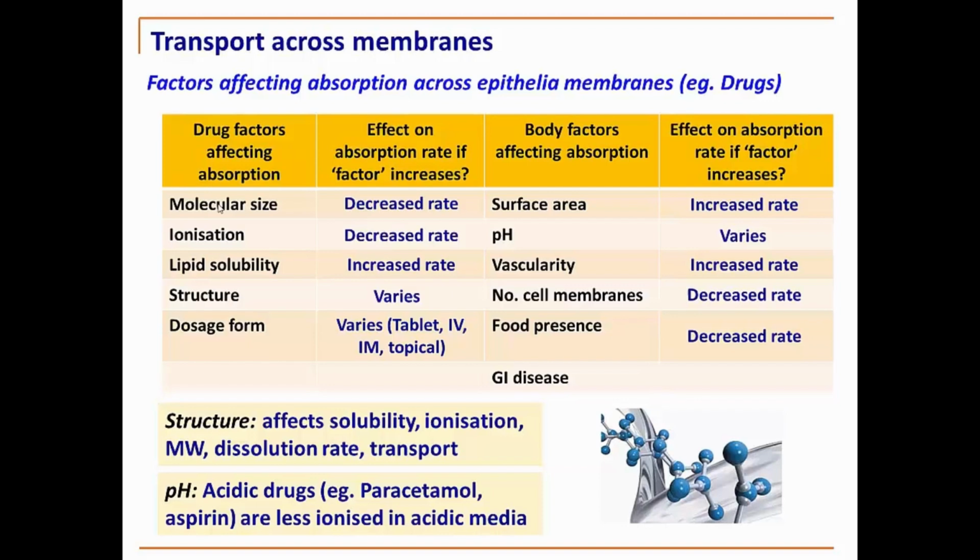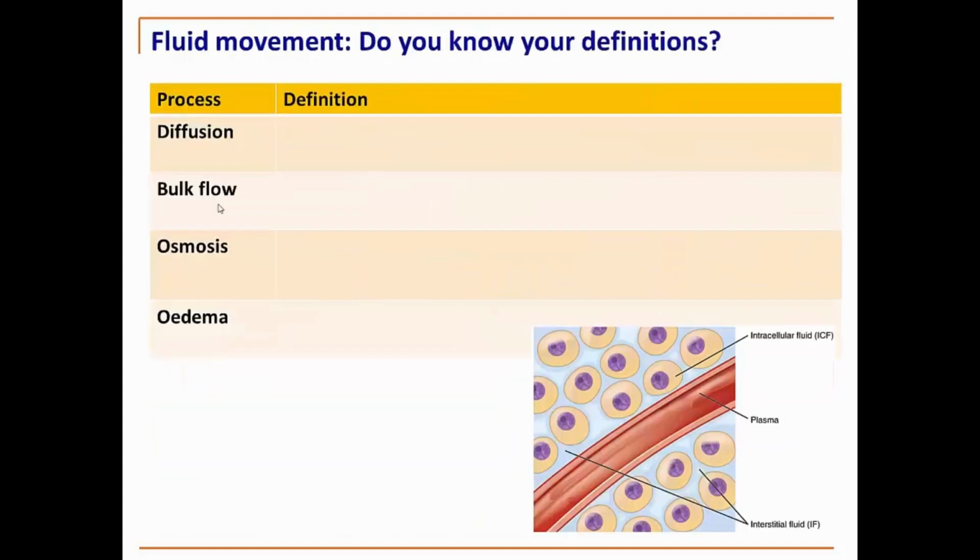And gastrointestinal disease, the last one. If you have gastrointestinal disease, remember when you're absorbing drugs or even your general nutrients that you're eating, there's a huge surface area in your GI tract. And if you have GI tract disease, you may have lots of that damaged and your surface area decreases. So therefore, you may get a decrease in the rate of absorption or transport across a membrane.